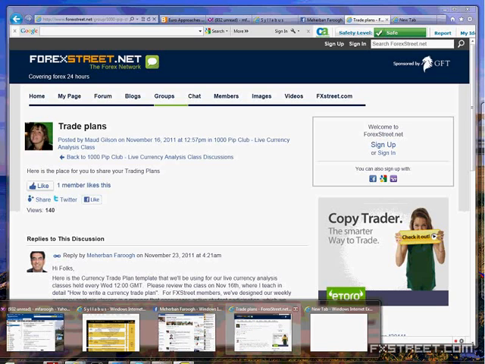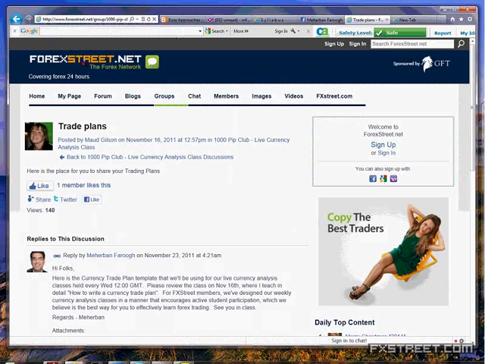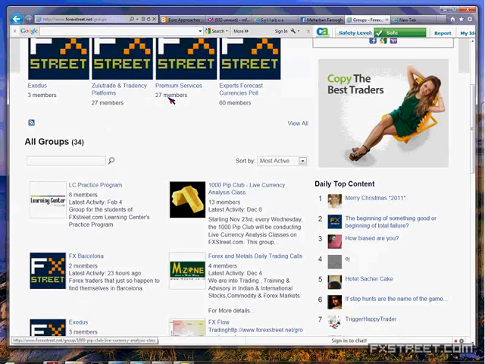So once again, just to recap, you should be able to see the website now. This is forexstreet.net, which is not the same as fxstreet.com. That's different. forexstreet.net. You need to go here, register yourself, go to groups, and click on 1000 Pip Club. You can see this little symbol there.